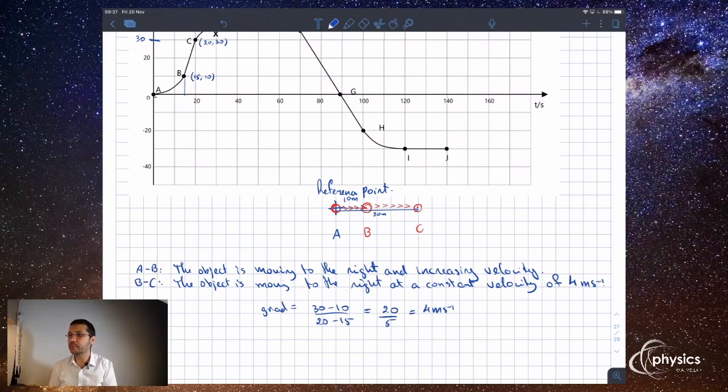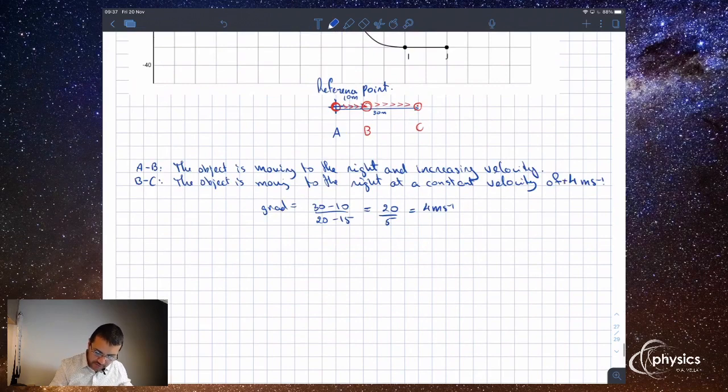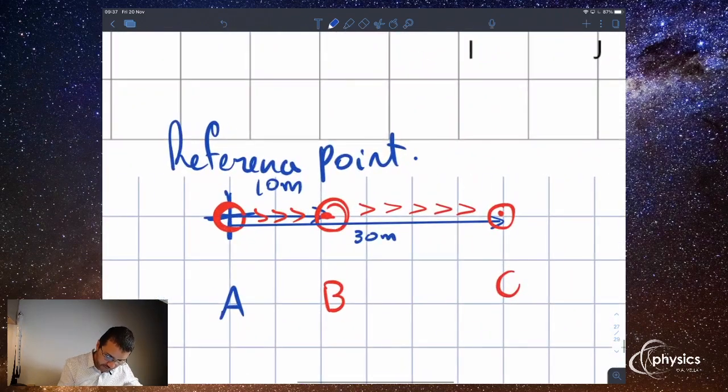The gradient is positive or negative? It's obvious. Positive. So what does it mean that the velocity is positive? It means that the velocity is pointing to the right. In fact, if I draw the velocity, 4 meters per second pointing to the right, it makes perfect sense, because the object is moving to the right, therefore the velocity should be pointing to the right.